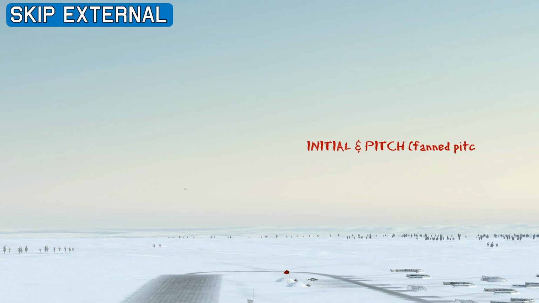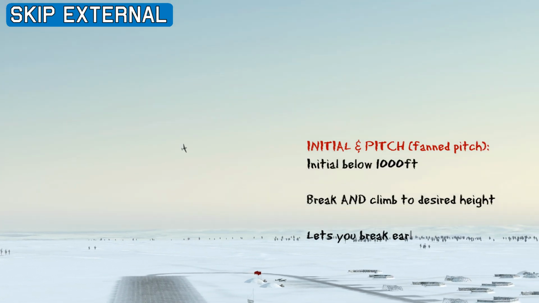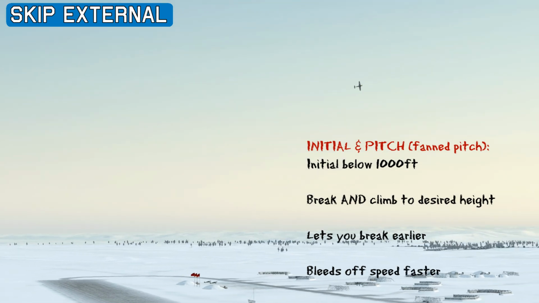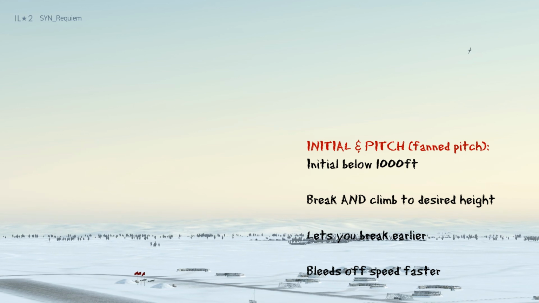So when doing a fanned initial and pitch, you want to be flying below 1,000 feet. Upon the brake, you do the brake and the climb to the desired height. This lets you brake earlier and you can bleed off your speed faster than with a standard initial and pitch.